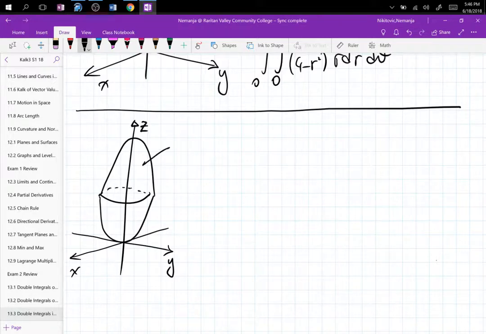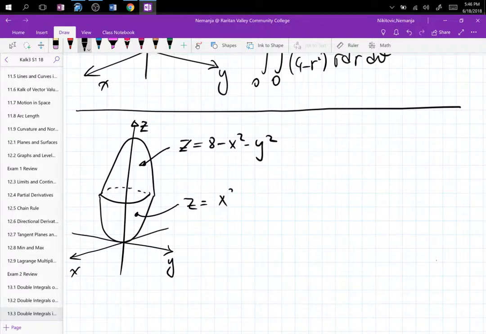So we have now two paraboloids that are intersecting here at z equals 8 minus x squared minus y squared, and z equals x squared plus y squared.